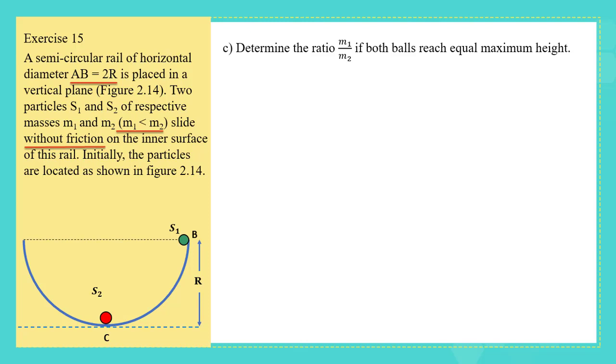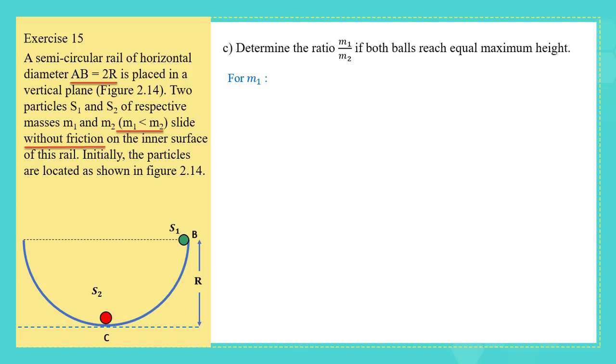Part C, they said, determine the ratio m1 over m2 if both balls reach equal maximum height. To solve this exercise, we should use what we have as givens in the meantime. We should find a relation between masses, height, and velocities, because this is the only thing that we have from before. We're going to use the kinetic energy theorem, since it relates the speed in the kinetic energy and the height in the work done by weight.